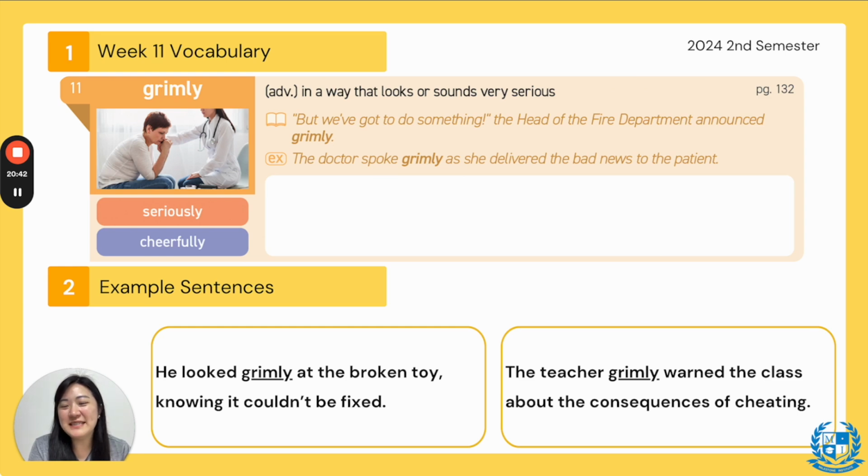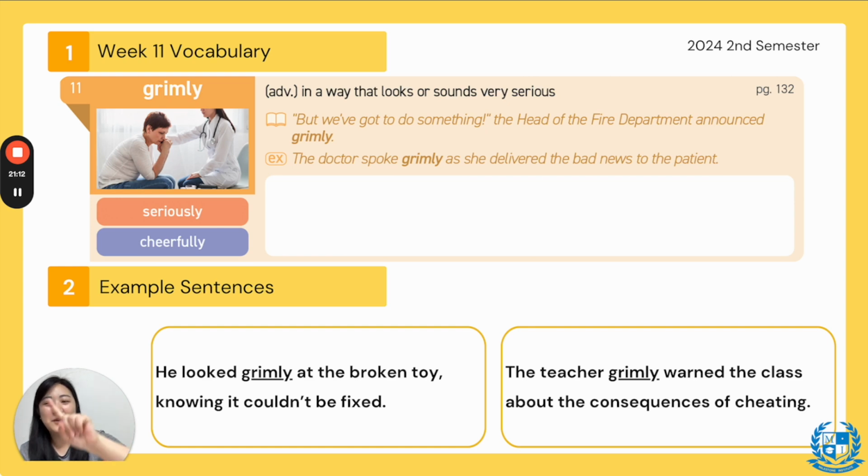Number 11, everyone say grimly. Grimly. The synonym is seriously, but the antonym is cheerfully. It's an adverb and it means in a way that looks or sounds very serious. Grimly. In the book it says, but we've got to do something, the head of the fire department announced grimly. Meaning he's very serious. We need to do something about this big gold peach.